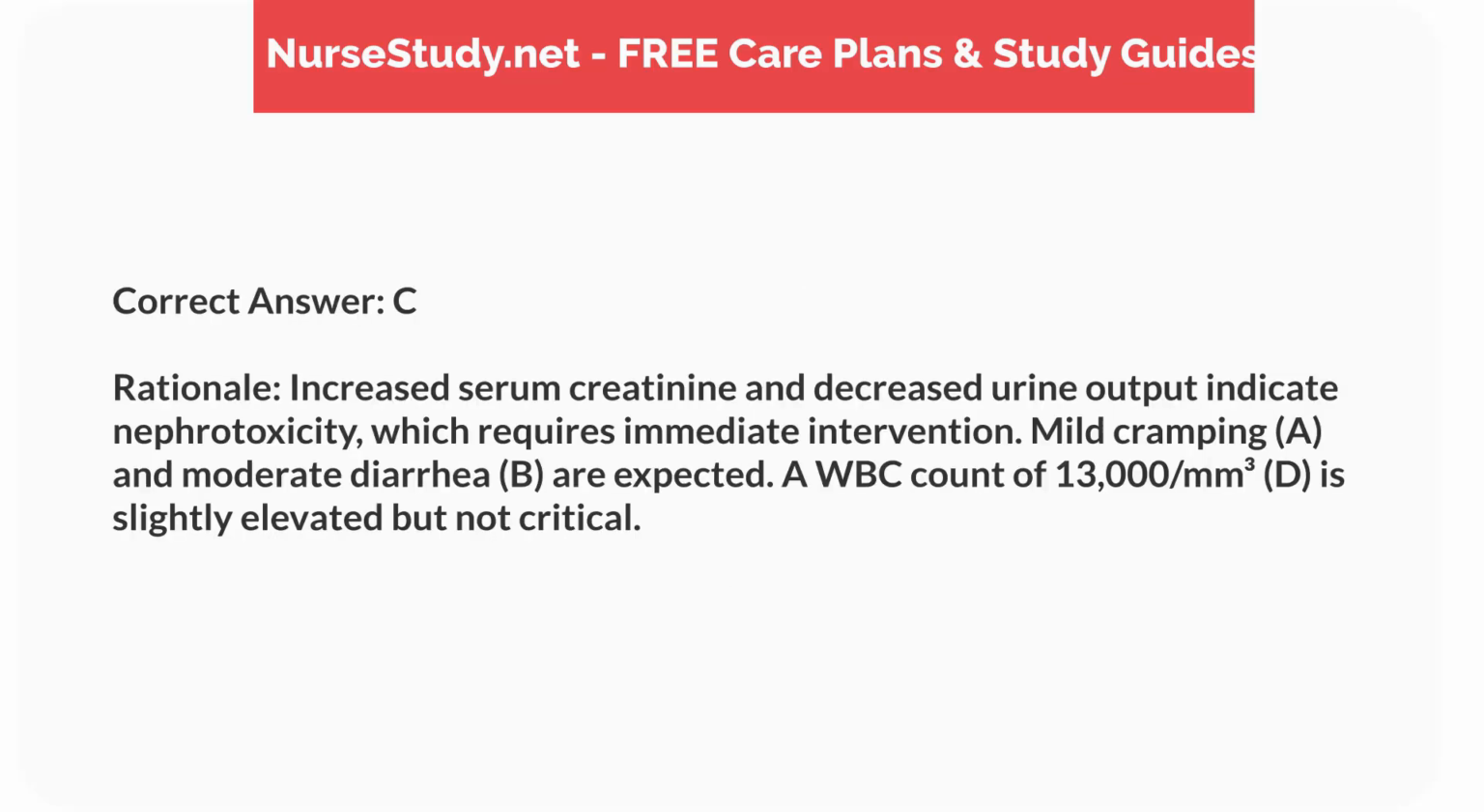Correct answer, C. Rationale: increased serum creatinine and decreased urine output indicate nephrotoxicity, which requires immediate intervention. Mild cramping, A, and moderate diarrhea, B, are expected. A WBC count of 13,000, D, is slightly elevated but not critical.